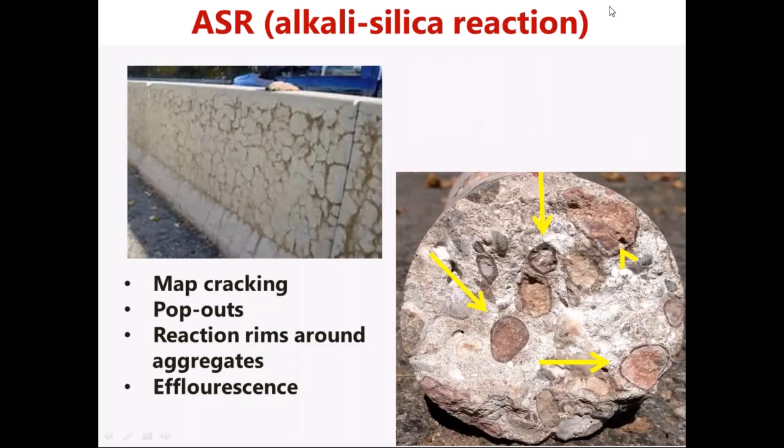Macroscopically, this is what ASR looks like. Map cracking, pop-outs, maybe reaction rims around aggregates, if you can see the inside of concrete that's afflicted with this, or efflorescence, which is usually this white colored stuff that you see coming out of the cracks of the concrete. Map cracking is attributed to ASR. Cracking in concrete can be caused by other things, but ASR definitely does it.